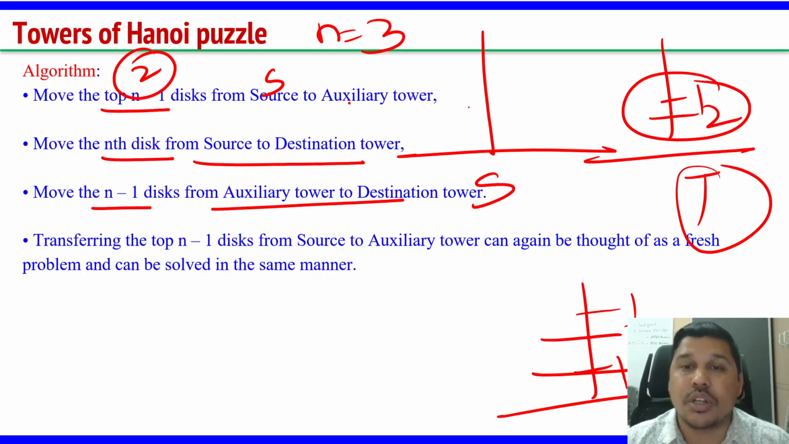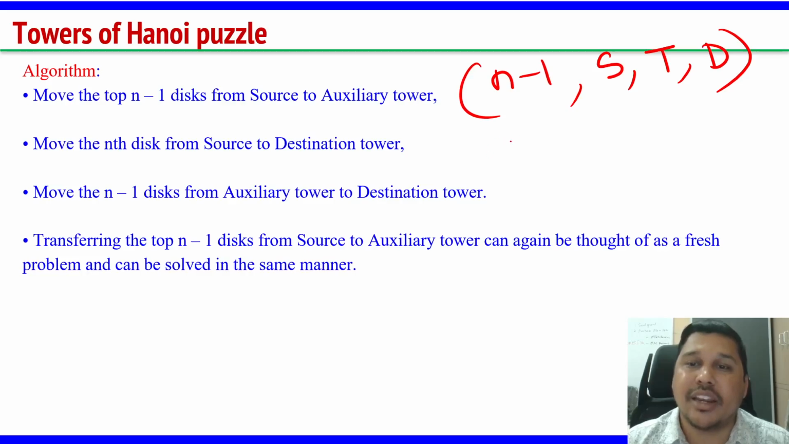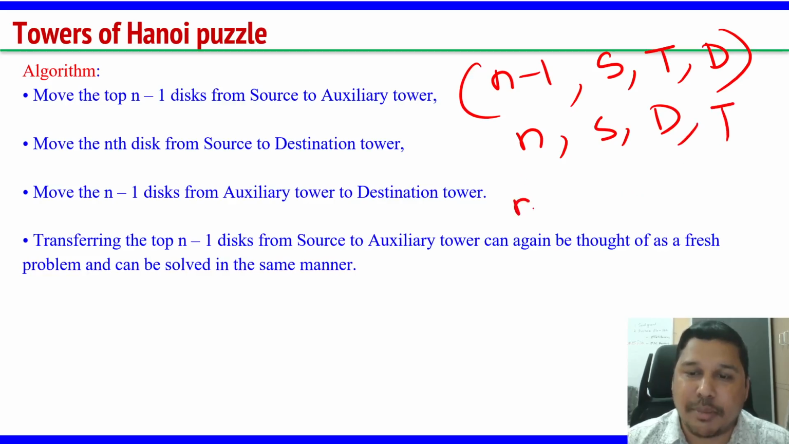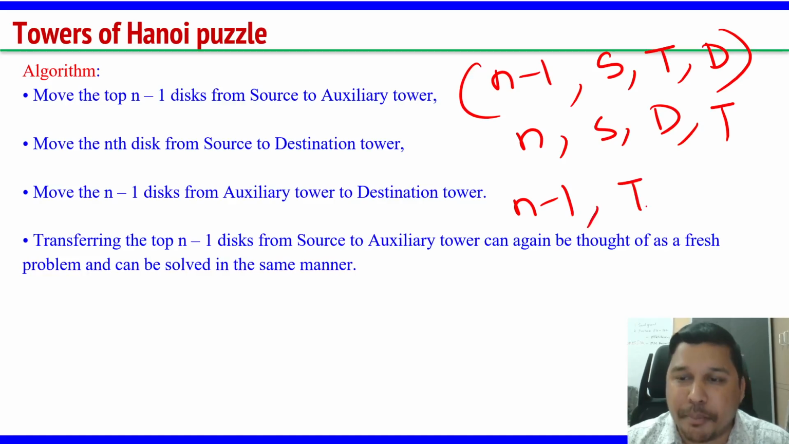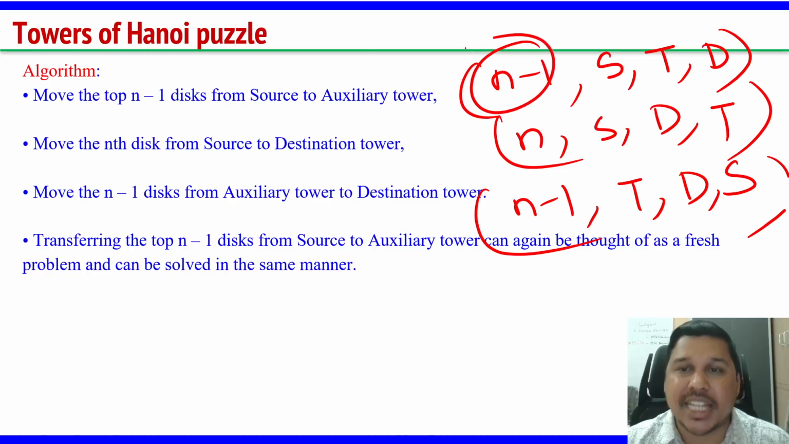Right. So the steps are very clear. You have to move the n minus 1 disks from source to temporary using the destination. Then move the nth disk from source to destination using temporary. Then the remaining n minus 1, you move from temporary to destination using source. I hope you understood, right? Move n minus 1 disks from source to temporary using the help of the destination.